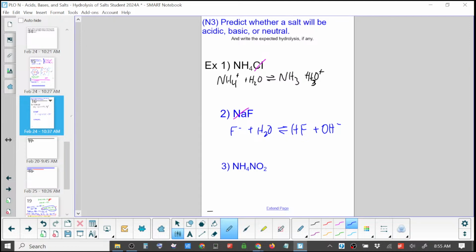Who's doing this one? Where'd you get 4.6 times 10 to the negative 4? That's the KA. We've got to figure out which one's stronger. But HNO2 is not what's reacting, NO2 minus is. We can find the K of the acid, but that's a KA. We need the KW equation. So let's do that one.